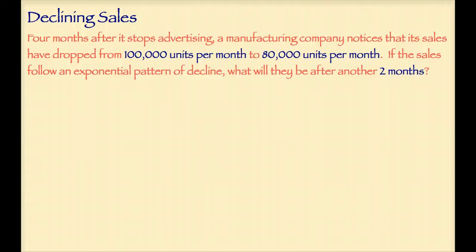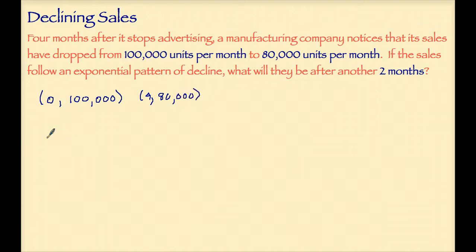4 months after it stops advertising, a manufacturing company notices that its sales have dropped from 100,000 units per month to 80,000 units per month. In this first sentence, we have both initial conditions. At time 0, when the company stopped advertising, they were selling 100,000 units per month. 4 months later, they were selling 80,000 units per month.